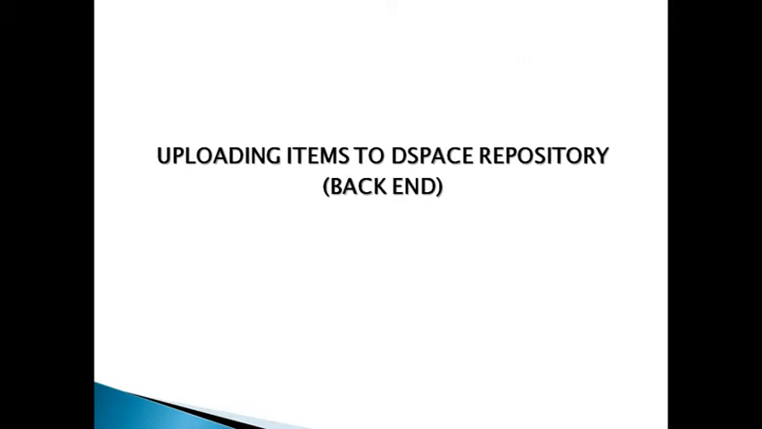Now, we're going to be looking at how we upload items to the DSpace repository. We do this through the back end. As a library staff, you gain access to the back end where all the e-resources of the library are being uploaded to the DSpace repository. Users do not gain access to this back end. They make use of the front end. So we'll be looking at how we upload items and how users gain access through the front end.